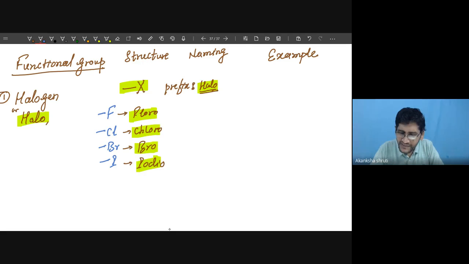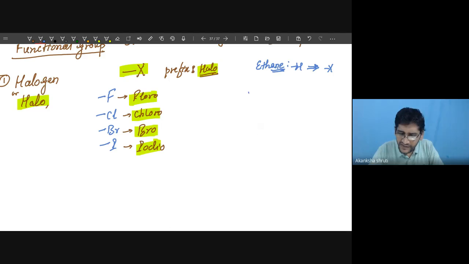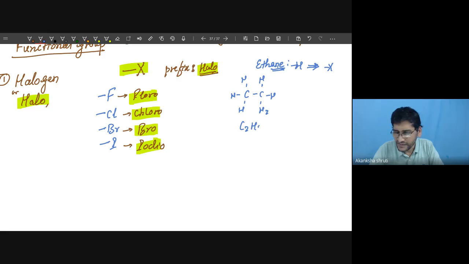Say we are knowing that ethane, from this one of the hydrogens has to be replaced by one of the halo groups. It simply means then we can get this compound. Example, let us consider the ethane itself. We are knowing that the formula for ethane is C2H6. This is the ethane I have drawn.